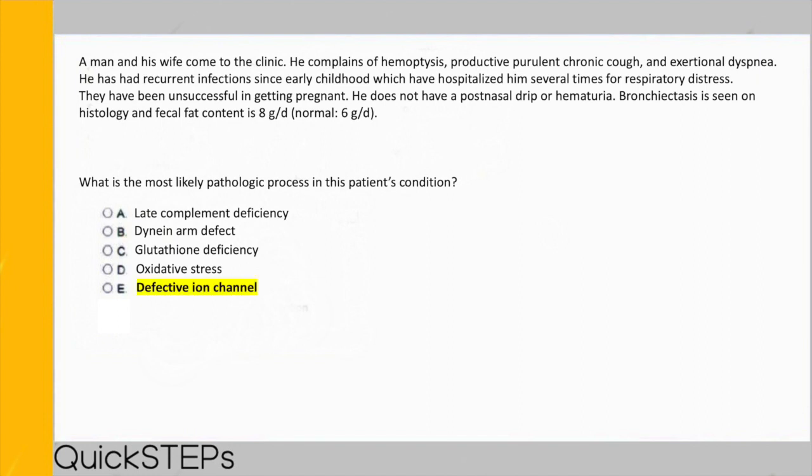Okay, so the answer is E, defective ion channel. So what's the condition? Well, whenever you see recurrent pulmonary infections, especially from childhood, I want you to start thinking cystic fibrosis versus primary ciliary dyskinesia. They actually both present with infertility, but for different reasons. Primary ciliary dyskinesia would be a dynein arm defect. So that would be answer choice B.